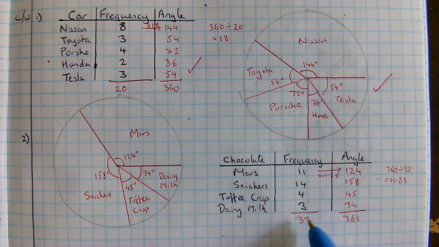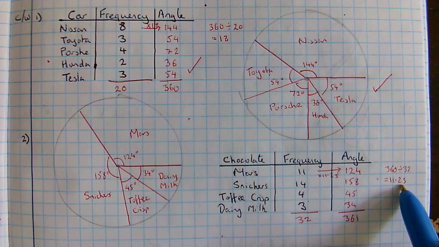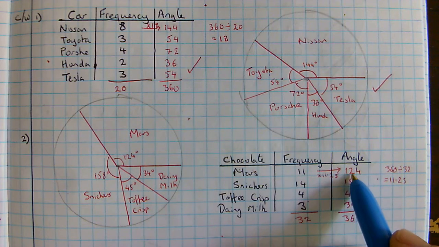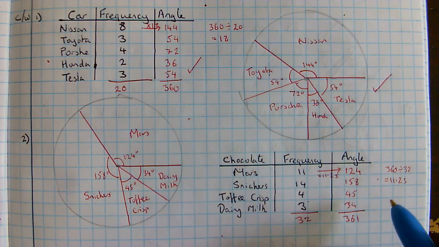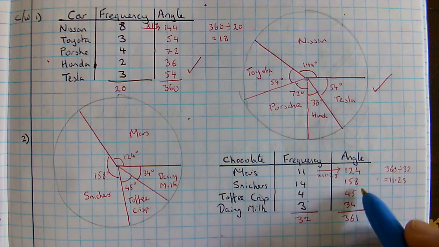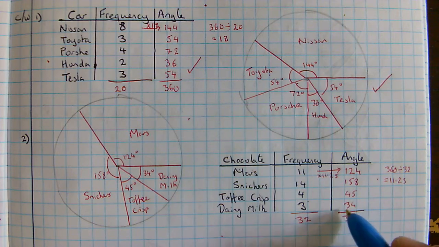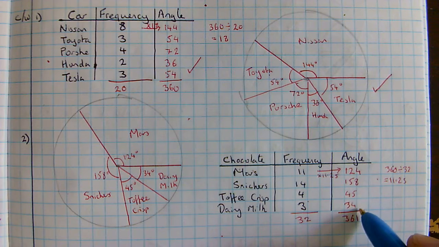For the second one, it becomes a little bit more complicated. So I added up my total and I got 32. Now 32 isn't a factor of 360. So when we did our division, we got 11.25. We then round everything to the nearest whole number. So you should have got these angles. Now some of you, if you're eagle-eyed, you will have seen that because we rounded more of them up than we did down, our total angle ends up being 361 degrees. That's not a major problem because with the level of accuracy that we're working at, it's just going to mean that this dairy milk one, the last one that we fill in, is going to end up being slightly small.